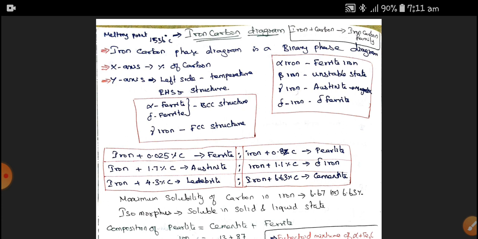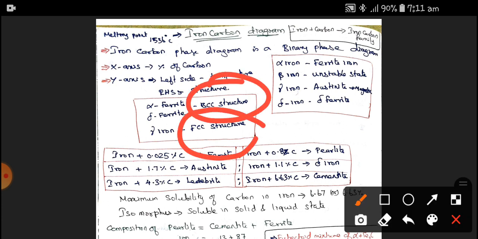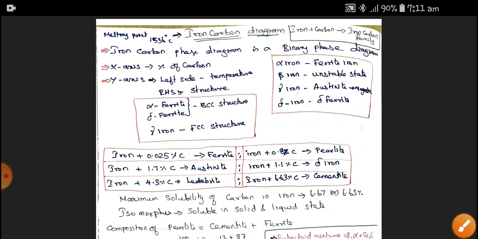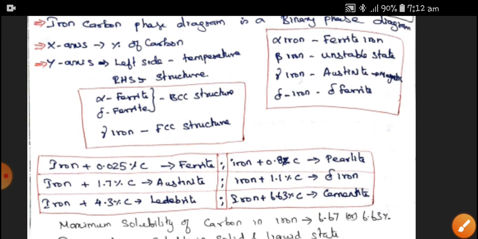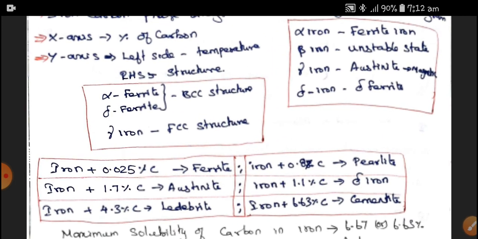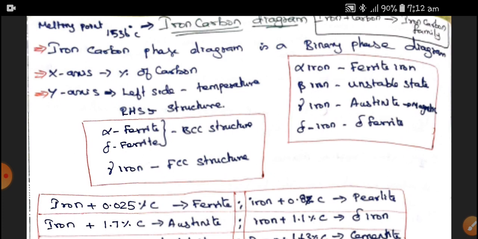And on the left hand side, in some of the diagrams we can see the structures. Only two types of structures are involved in the iron carbon diagram, that is BCC and FCC structure, body centered cubic and face centered cubic. Alpha and delta ferrite are in the form of BCC iron, and gamma is in the form of FCC iron. Here we have four types of iron: alpha, beta, gamma, and delta, where beta is an unstable one, and alpha, gamma, and delta are the ferritic, austenitic, and delta ferrite forms.